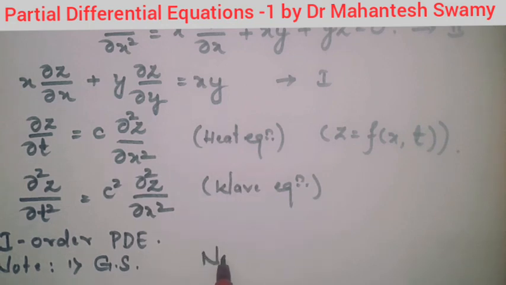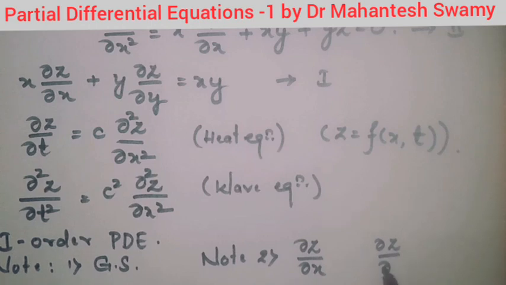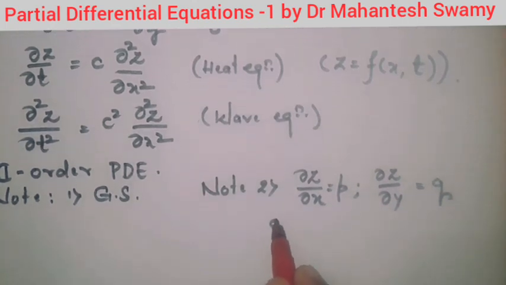Another important note is note number 2. For the sake of our convenience, I have told you that the dependent variable will always be z, and therefore we will have derivatives like dou z by dou x and dou z by dou y. It will be convenient to proceed with the notation small p for dou z by dou x and small q for dou z by dou y. So throughout this chapter, p stands for dou z by dou x and q stands for dou z by dou y. If at all we require, we can use the notation r for dou 2z by dou x2.